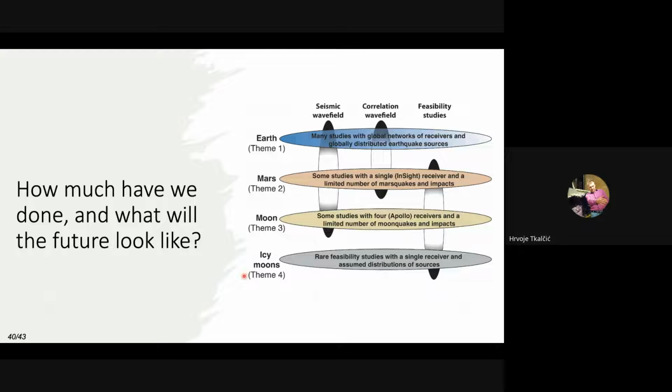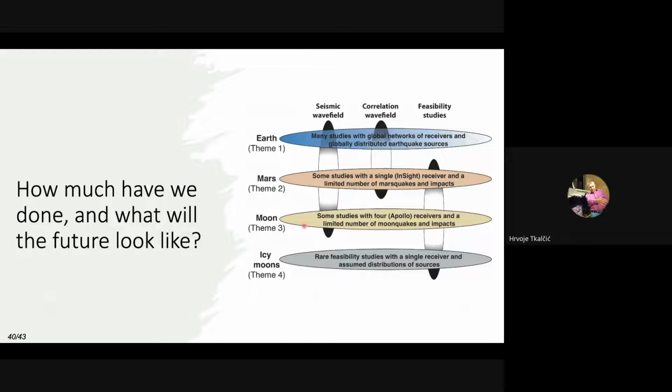Okay, so how much have we done, and what will the future look like? I like to think that we have pretty much explored the Earth with the seismic wavefield, even though we are still in the discovery stage when it comes to the deep Earth. But we have also explored Mars with more than 300 papers published just from a single seismometer on Mars. But when it comes to the correlation wavefield, we have really just started using it on the Earth and really scratched the surface of Mars.